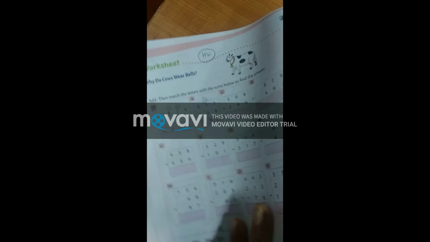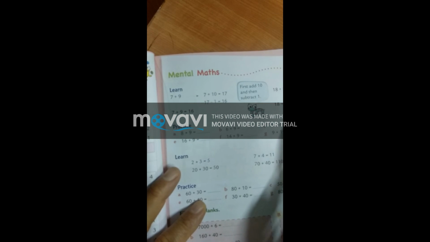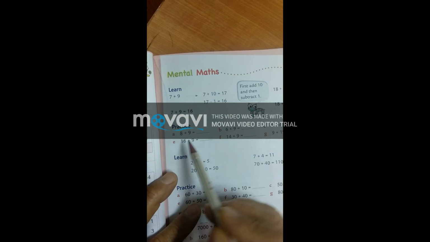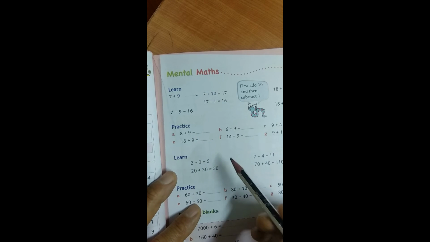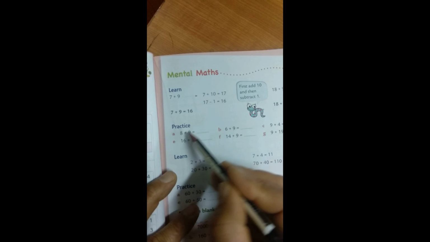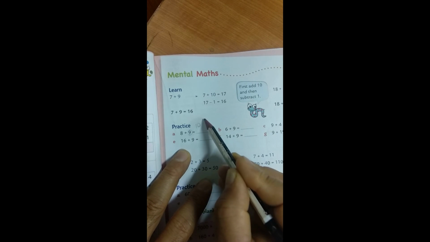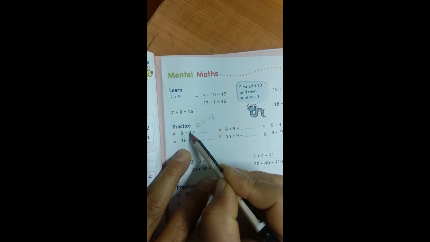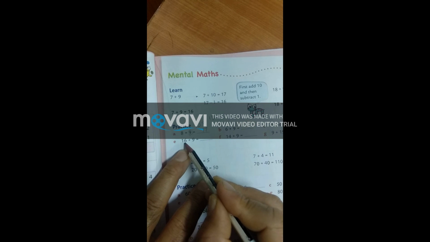Now same way, the last question, mental maths, is given. So they have given 8 plus 9. What is 8 plus 9? 17. Okay. So they are saying to use this method. Actually 8 plus, instead of 9, you add 10. 8 plus 10 is 18. 9 means 1 less, so you can decrease 1. So it becomes 17.